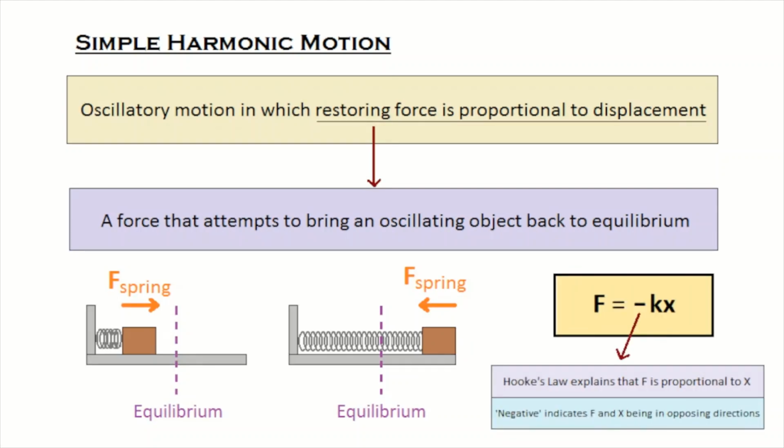Mathematically, we describe this with Hooke's law. It's stating that F is directly proportional to x, they're on either side of the equation, and the negative is there for direction. Whichever way we change x, F is going to be acting in the opposite direction.